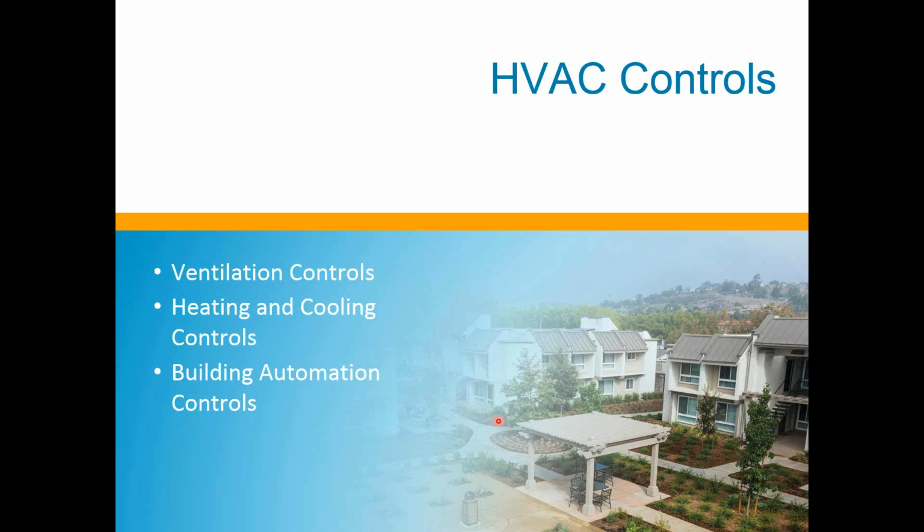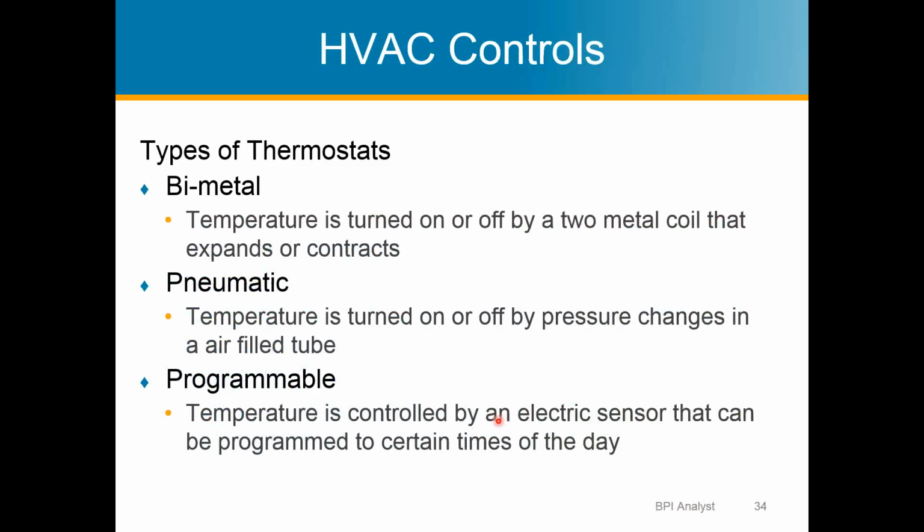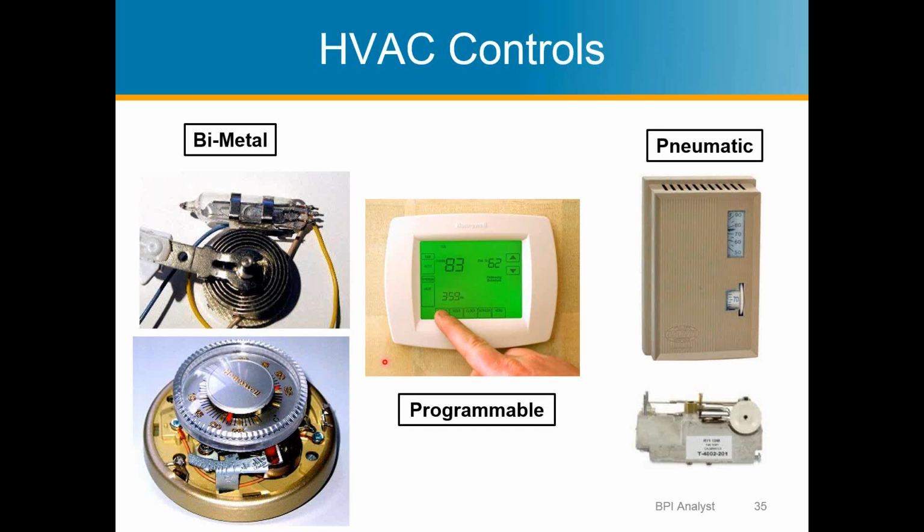And then a couple slides on controls. Controls residential wise is just a thermostat, right? Most of the time in homes you're either going to find a bimetal thermostat, a lot of times those are going to have mercury in them, or programmable. Pneumatic is larger buildings, commercial or multifamily a lot of times.